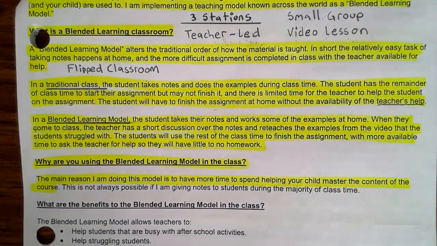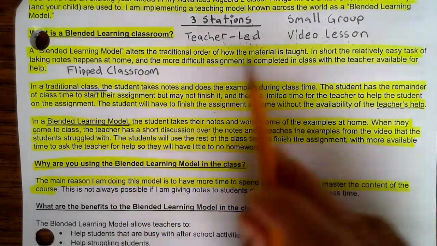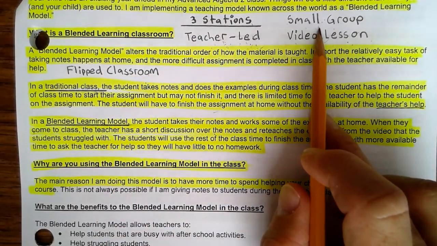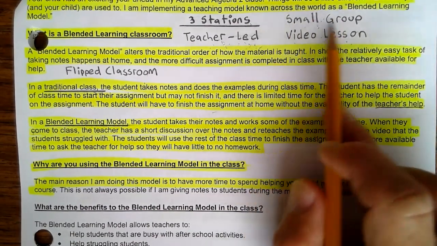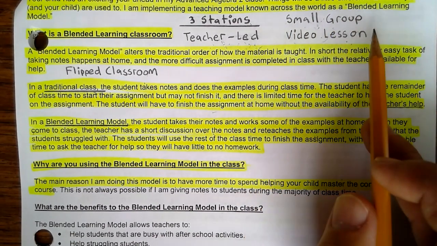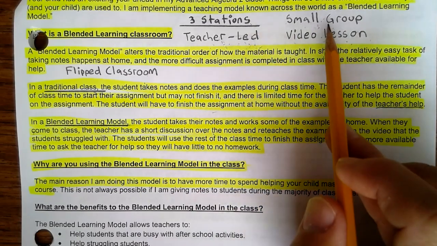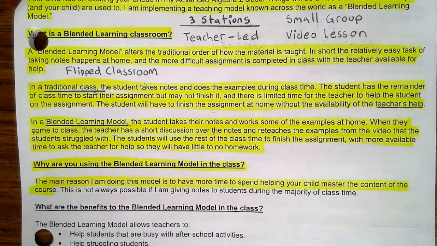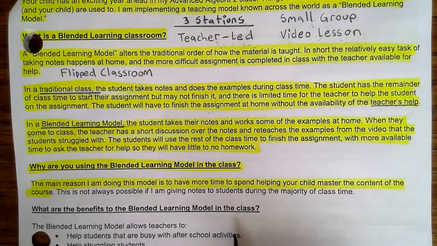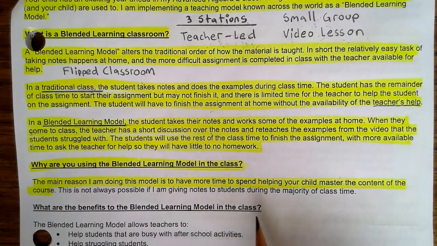In a blended learning model, the student takes their notes and works some of the examples at home. When they come to class, the teacher has a short discussion of the notes and reteaches the examples from the video that the students struggle with. Now, those students in that small group might be working on the examples, or they just might be working on an assignment. That's kind of where they're at, okay? But again, it gives them that opportunity of just being able to work on where they need to be, okay? The students will use the rest of the class time to finish the assignment, with more available time to ask the teacher for help.